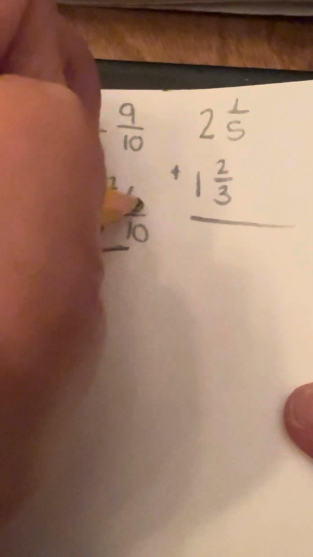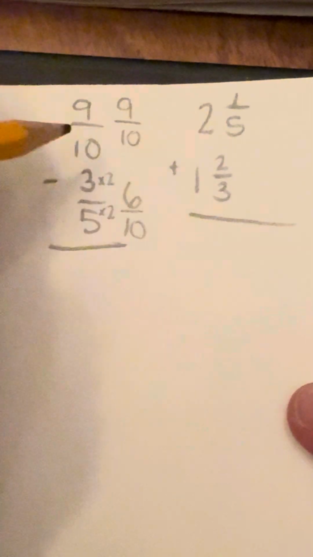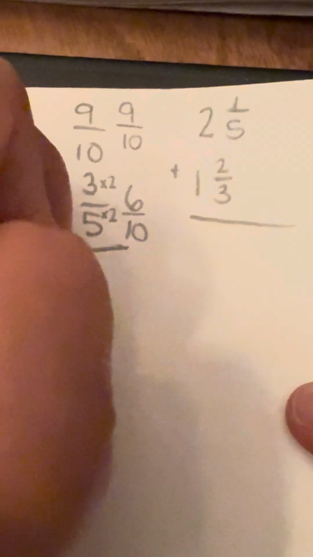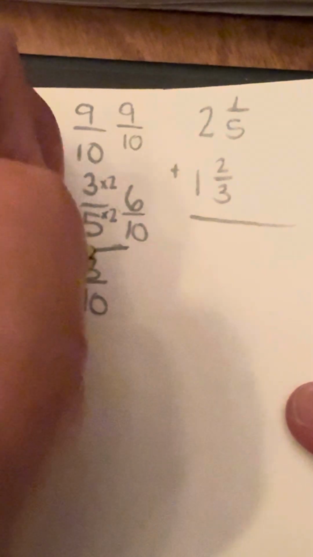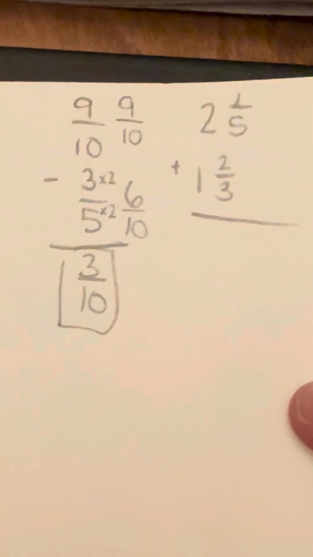Now I have to do that with the numerator as well. So 3 times 2 is going to be 6. And now I can go ahead and subtract. These are going to be tenths. And now I just do 9 minus 6, and I get 3 tenths. So that would be my finalized answer for that one.